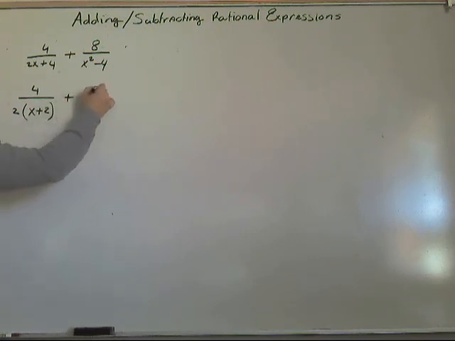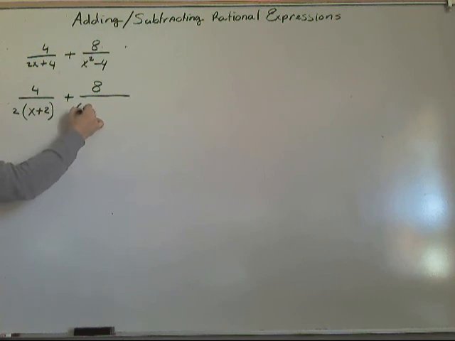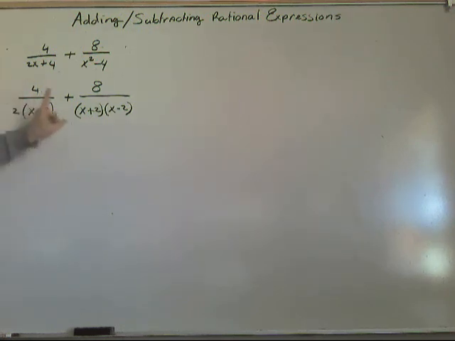I'm going to do the same with the second fraction. I'm going to take the denominator and put it in factored form. This is a special product, so there's (x + 2) times (x - 2), a difference of squares. Now look at the denominators. They're not the same, so I cannot start adding. However, they are partially the same. They have x + 2 here, x + 2 there, so those factors are the same. However, what's different: here's a factor of 2, and here I do not have a factor of 2.